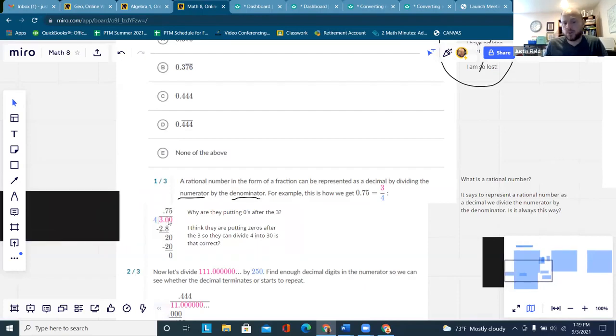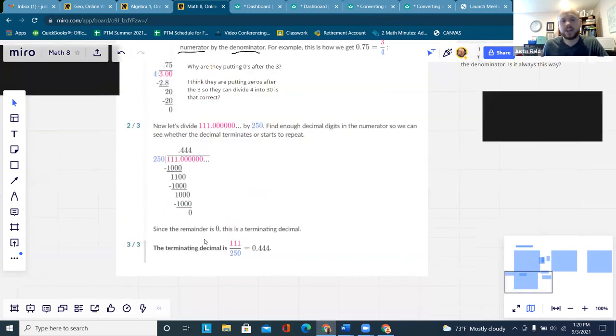Or when you look at this work, you could say, I don't understand what they're doing. Why are they putting zeros after the 3? That would be a good question. Or you could say, I think they're putting zeros after the 3 so they can divide 4 into 30. Is that correct? Both of those show me that you're trying to understand this.